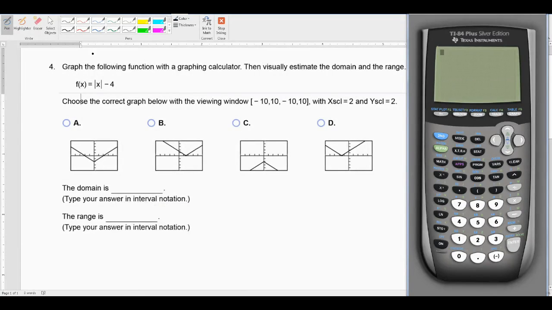For this problem, we're going to be using a graphing calculator to graph this function, even though you really should be able to graph it without a graphing calculator and be able to find all the answers as far as domain and range are concerned, because we know that the absolute value of x is V-shaped. We know that minus 4 takes it down 4. So if you look at your choices, V-shaped, up, down 4, that's going to have to be that one, because we're assuming these are going by 2's. That's what that means.